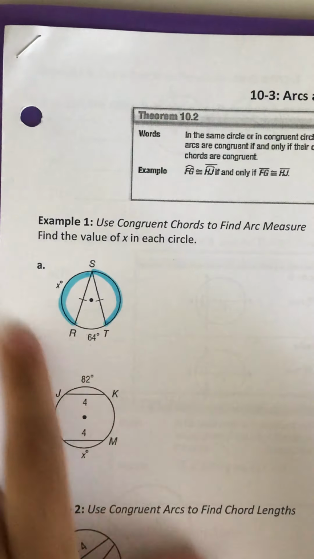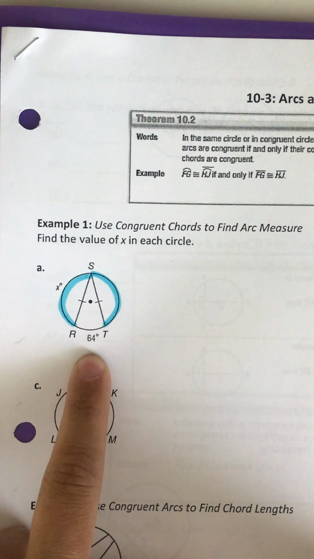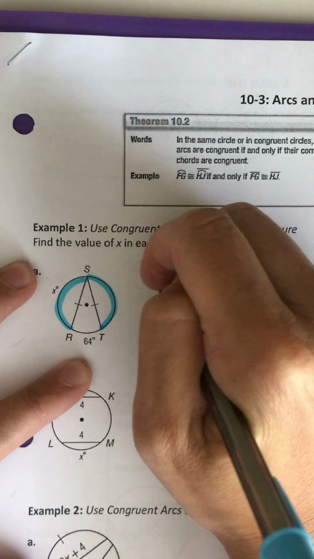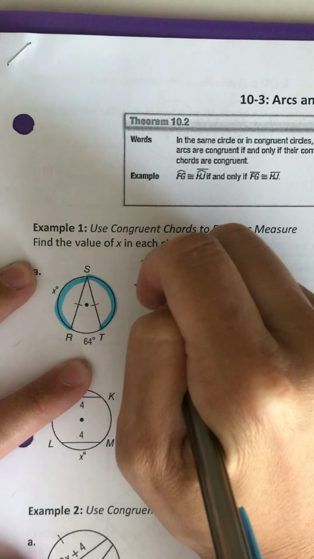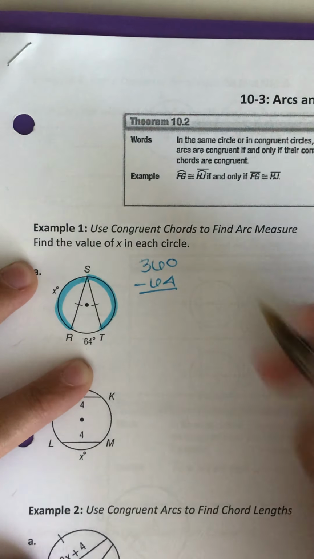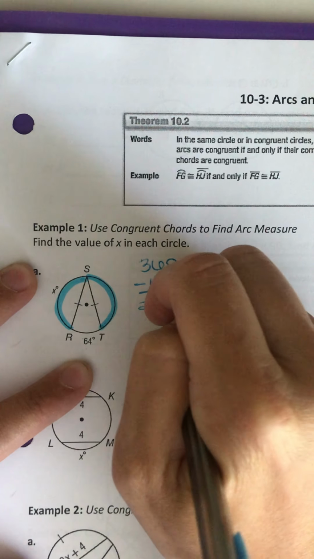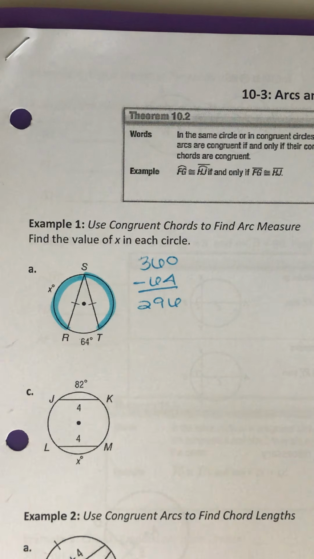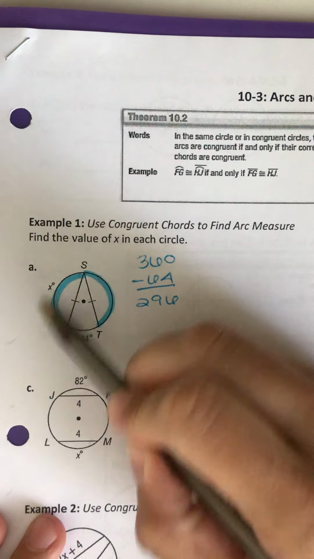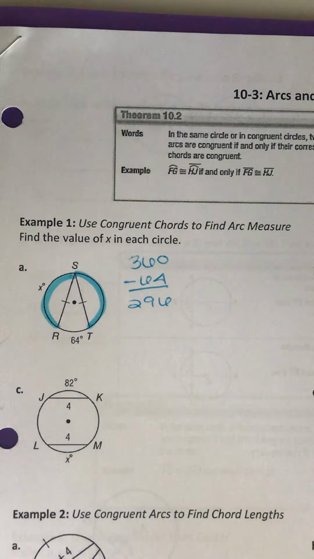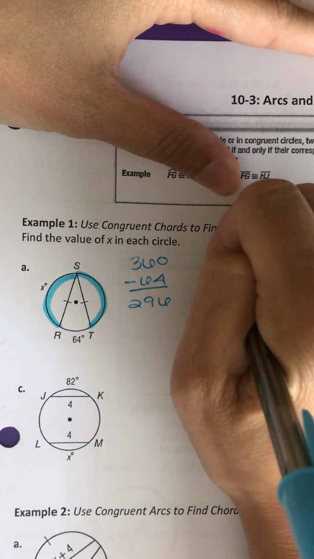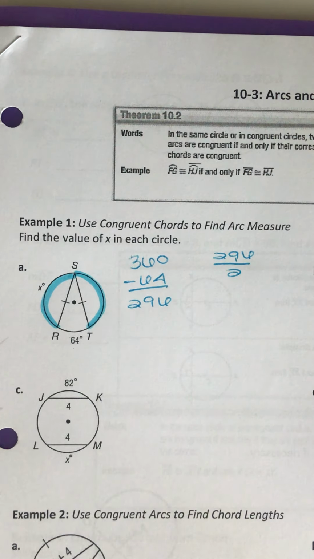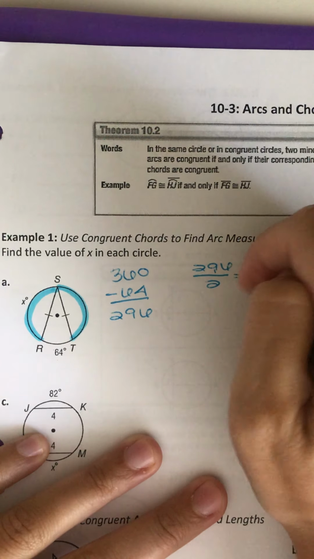So the whole circle is 360 degrees. So I'm going to subtract this 64 because we're not talking about that 64. So I'm going to do 360 minus 64. And I have 296. So that means everything that's highlighted in blue there is 296 degrees. So since these two are equal, all I'm going to do is take that 296 and divide it by 2, which is 148.